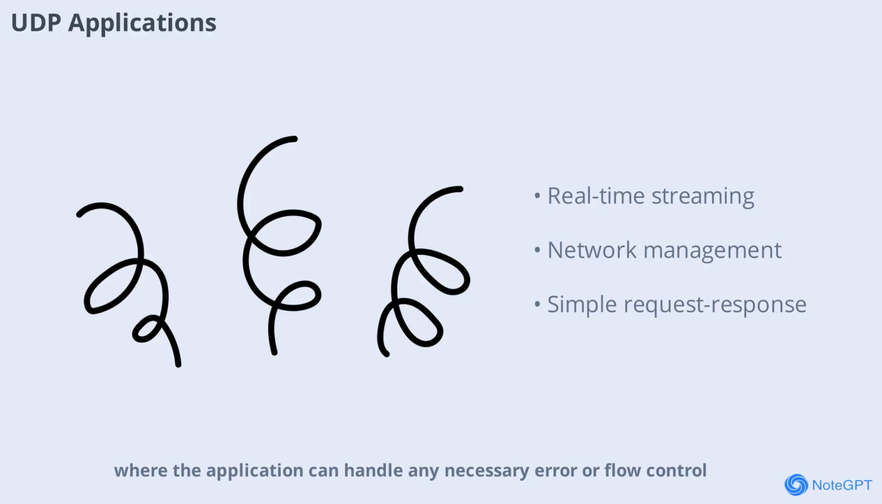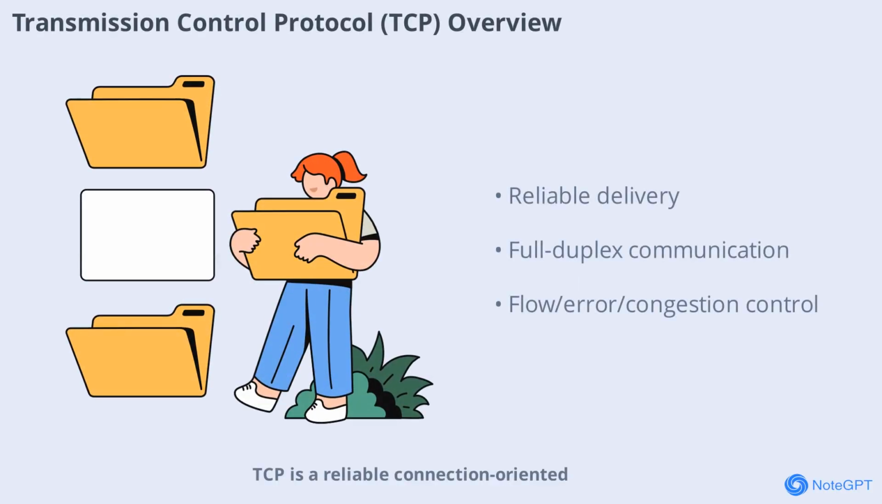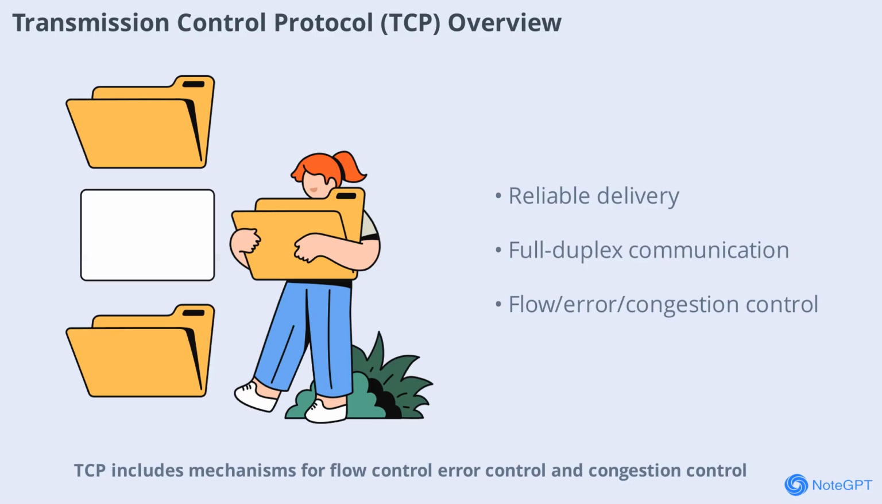TCP is a reliable, connection-oriented, byte stream protocol that guarantees the in-order delivery of data. It supports full duplex communication, allowing data to flow in both directions simultaneously. TCP includes mechanisms for flow control, error control, and congestion control, making it suitable for applications where reliability and data integrity are critical. TCP's robust features ensure that data is delivered accurately and efficiently, even in complex network environments.